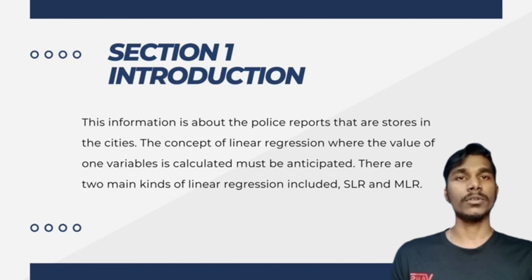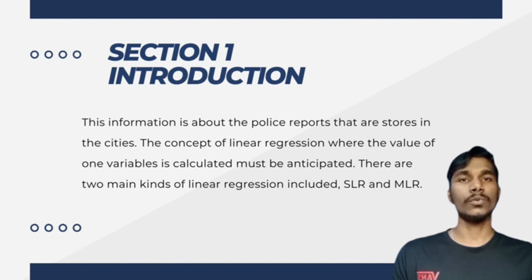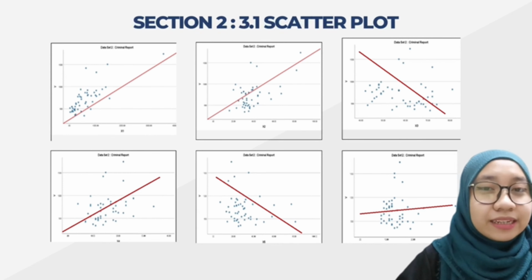Police information about police reports are stored in the cities. The idea of linear regression is that the value of one variable is determined in relation to the value of another variable. So we're going to move to the next point, which is scatter plot, simple linear regression.